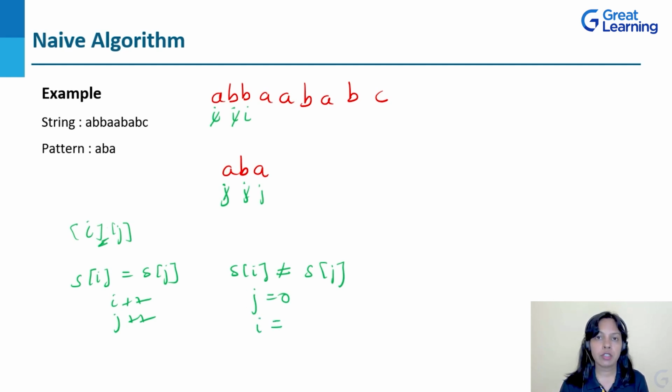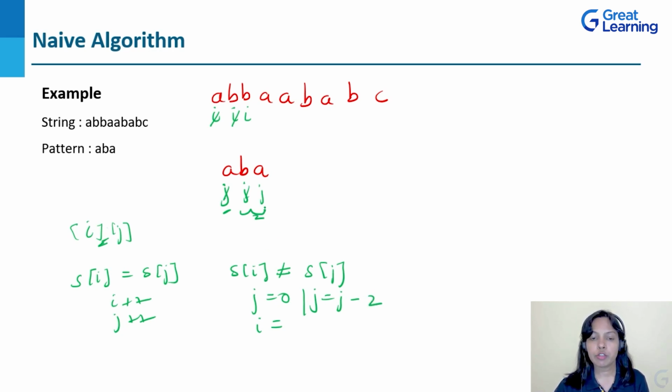And where will I be pointing now? I will be pointing to one less than where j is pointing. Suppose j will be pointing to 0 or to the first index, or j will be decremented by as many steps as it has moved ahead. Like j was initially pointing here, right? And it has moved ahead 2 locations, this and this. So j will be equal to j minus 2.